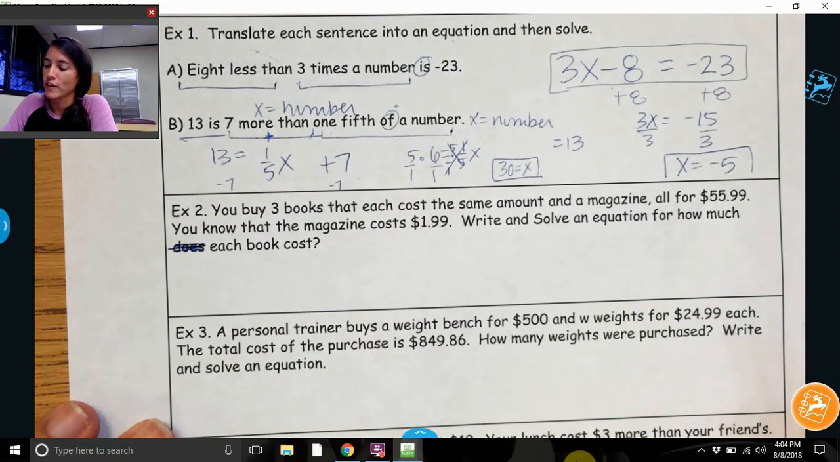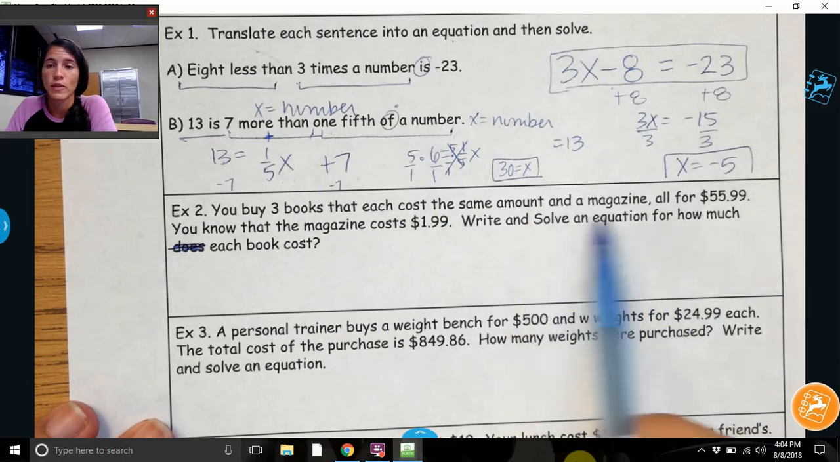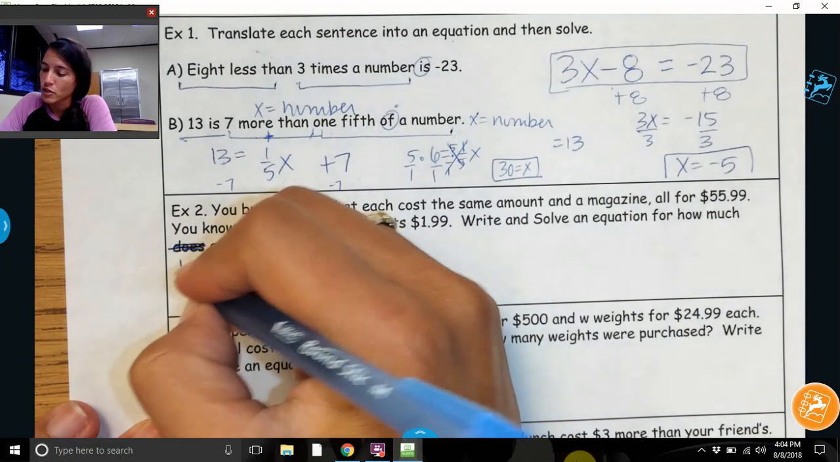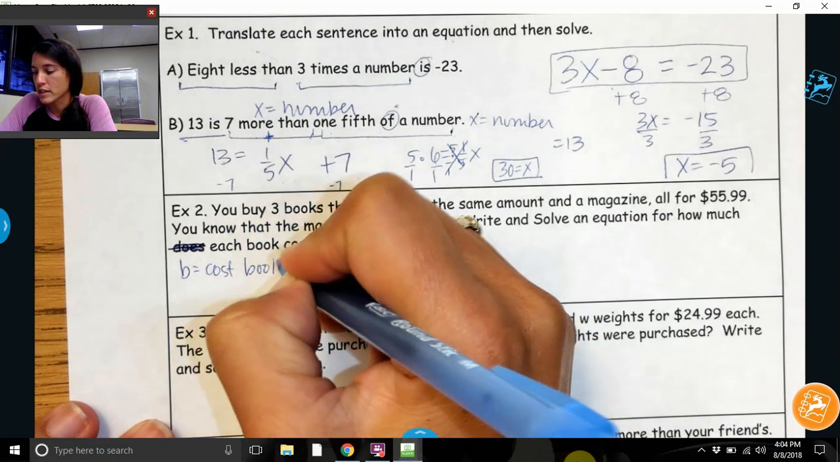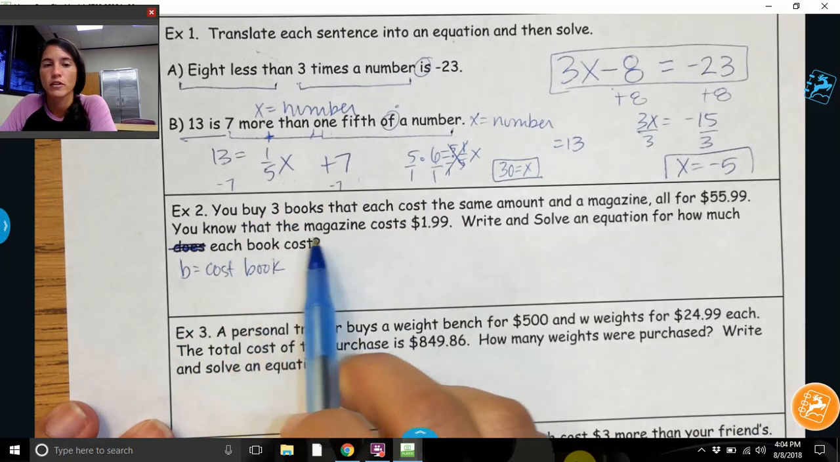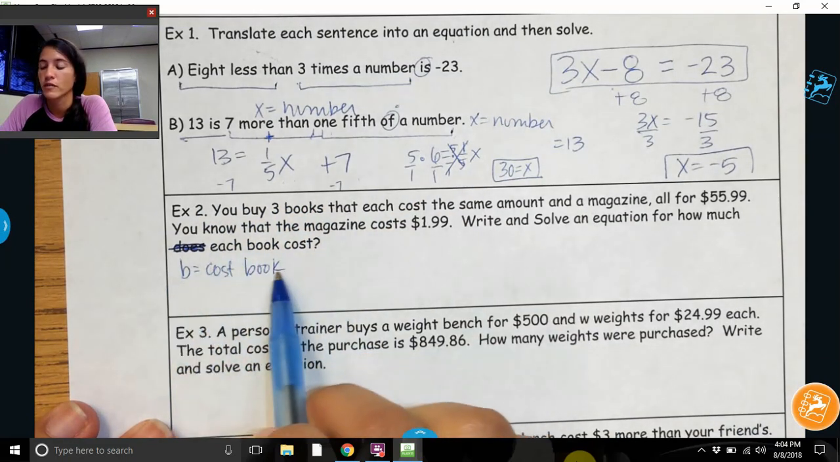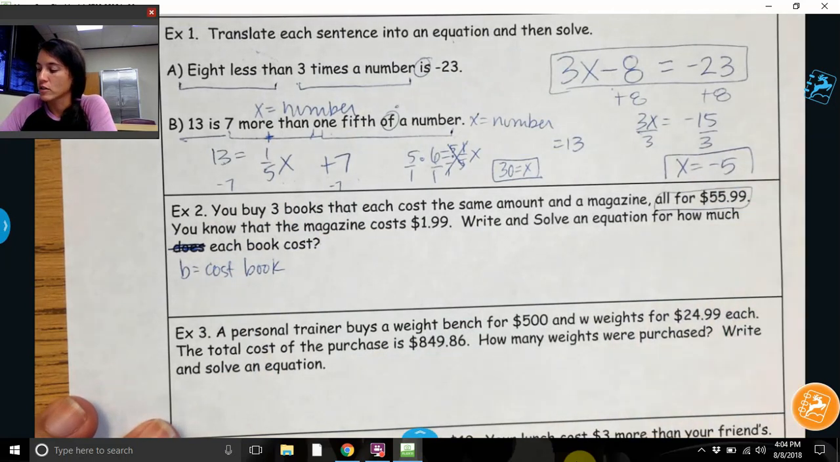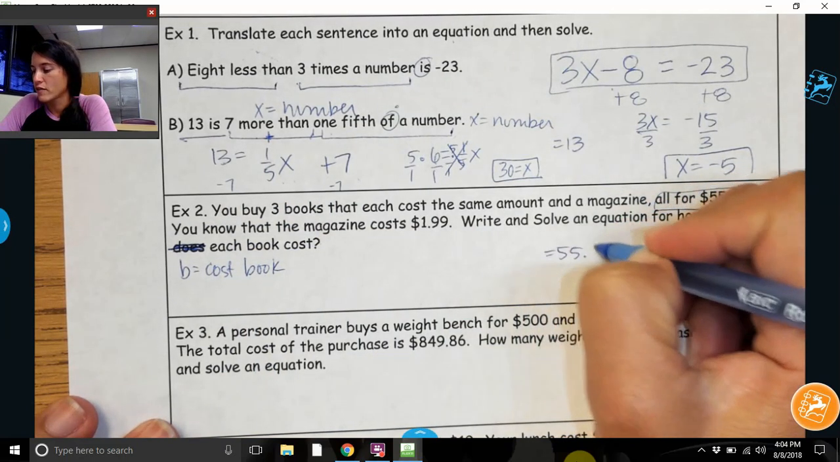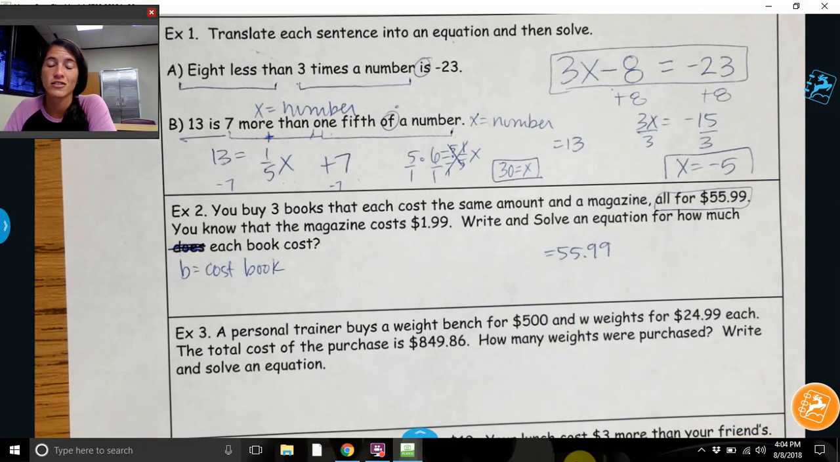So again, we're going to define our variable, and I told you to look at the question. So how much each book costs. So I'm just going to use B for the cost of each book, because that's what our question is. So our variable is the cost of a book. And I see my answer is $55.99. Sometimes it's going to be really easy to just see your answer, to see how much money you've spent, to see your total.